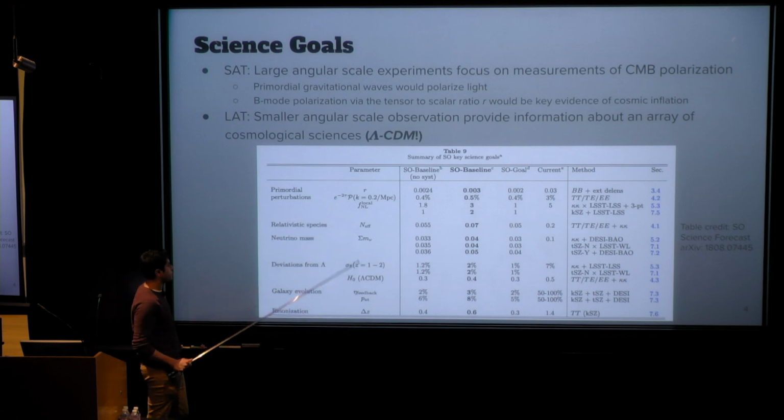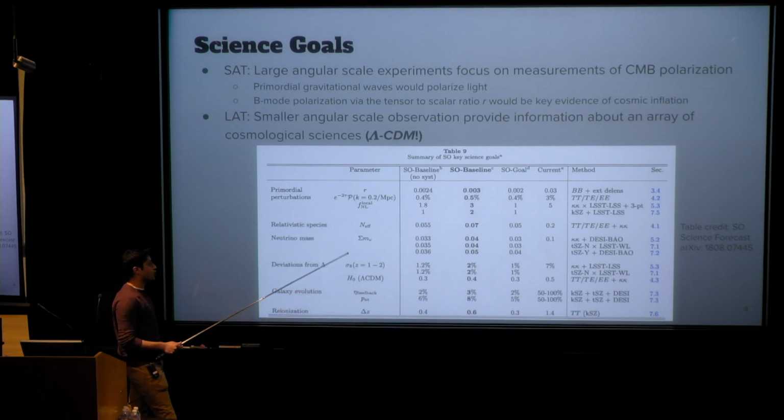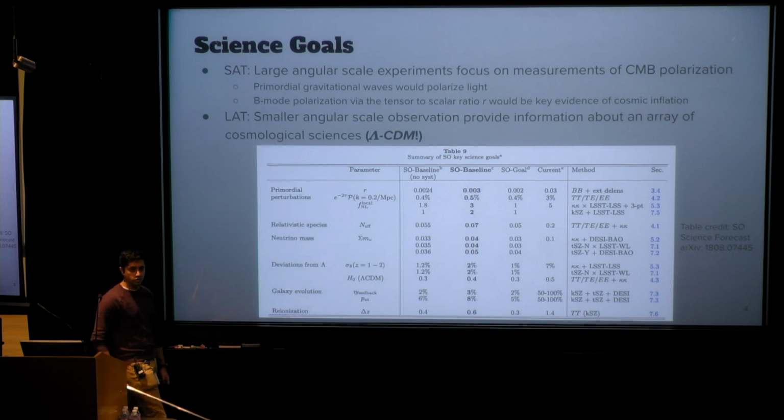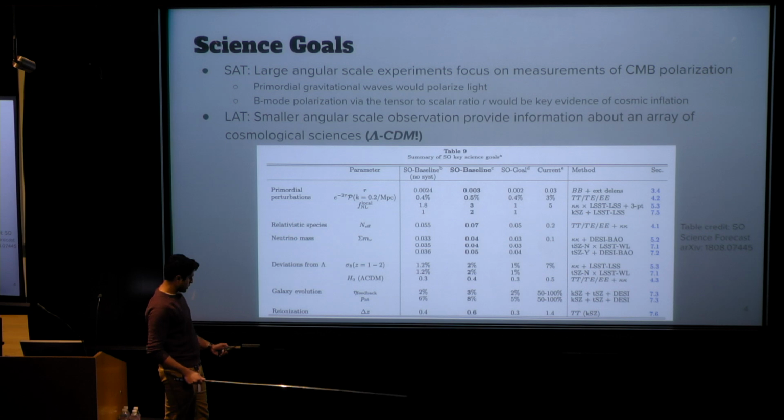So measurements of the power spectra, measurements of the neutrino mass and number of relativistic species in the early universe, and then maybe most importantly to the people in this room, measurements pertaining to lambda CDM, including sigma 8 and H0, which we know now is in significant tension.